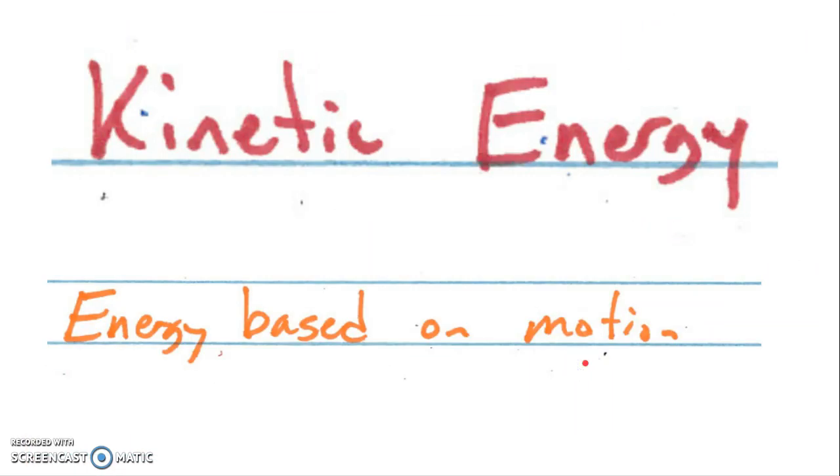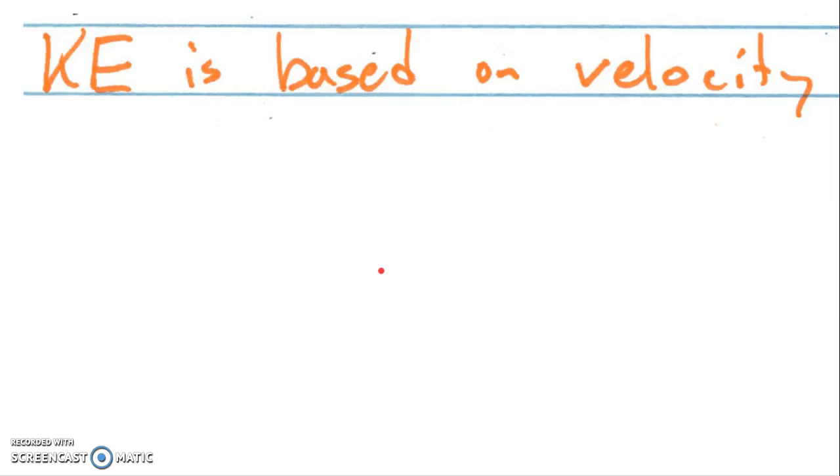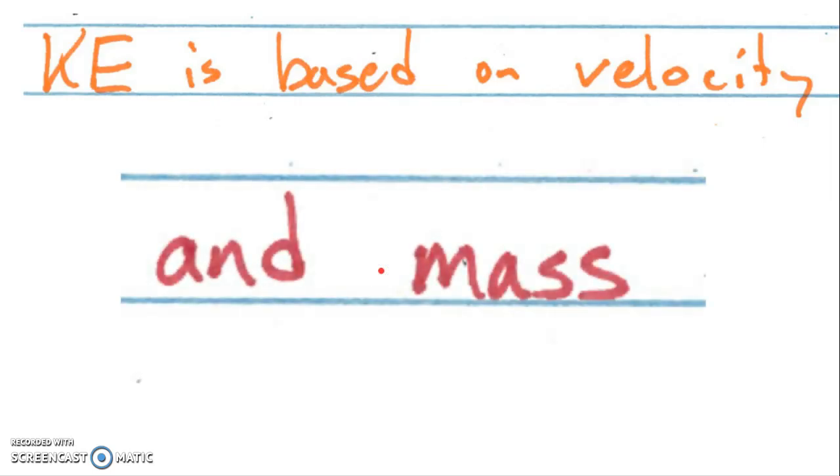Which brings me to kinetic energy. Kinetic energy is energy based on the motion of an object. When an object is in motion, it has a velocity. So everything that has motion has velocity, and if it has velocity, it's got energy. Now, some objects might need more energy to get up to a certain velocity. Think of a big truck versus a small car. To get to 70 miles an hour, a big truck is going to use a lot more energy. And so that means that kinetic energy is based on velocity as well as the mass of the object.